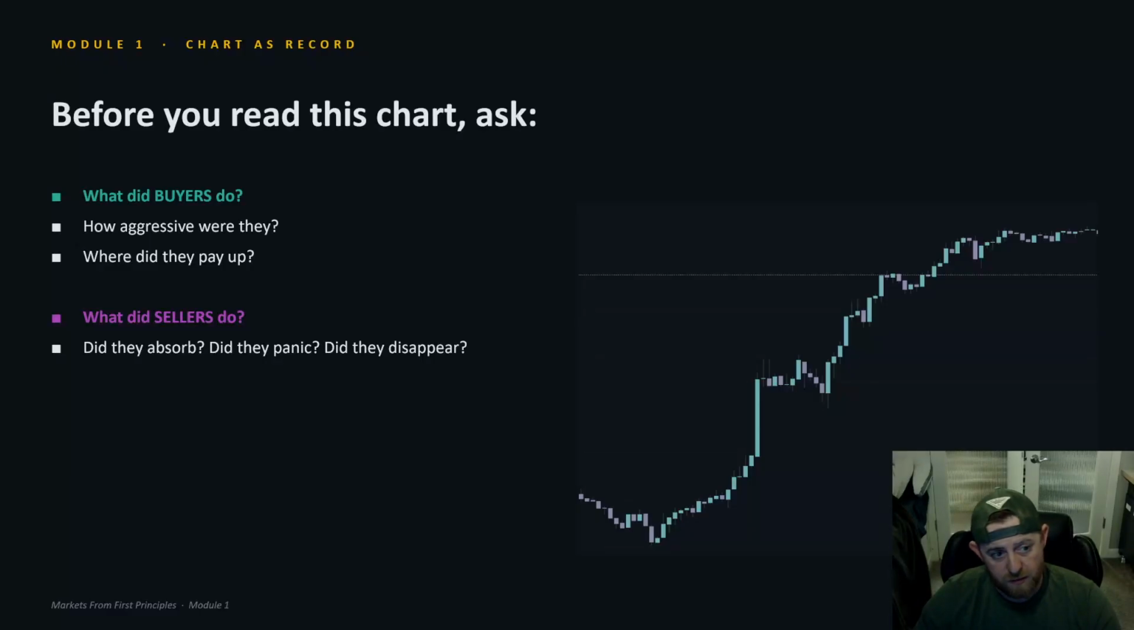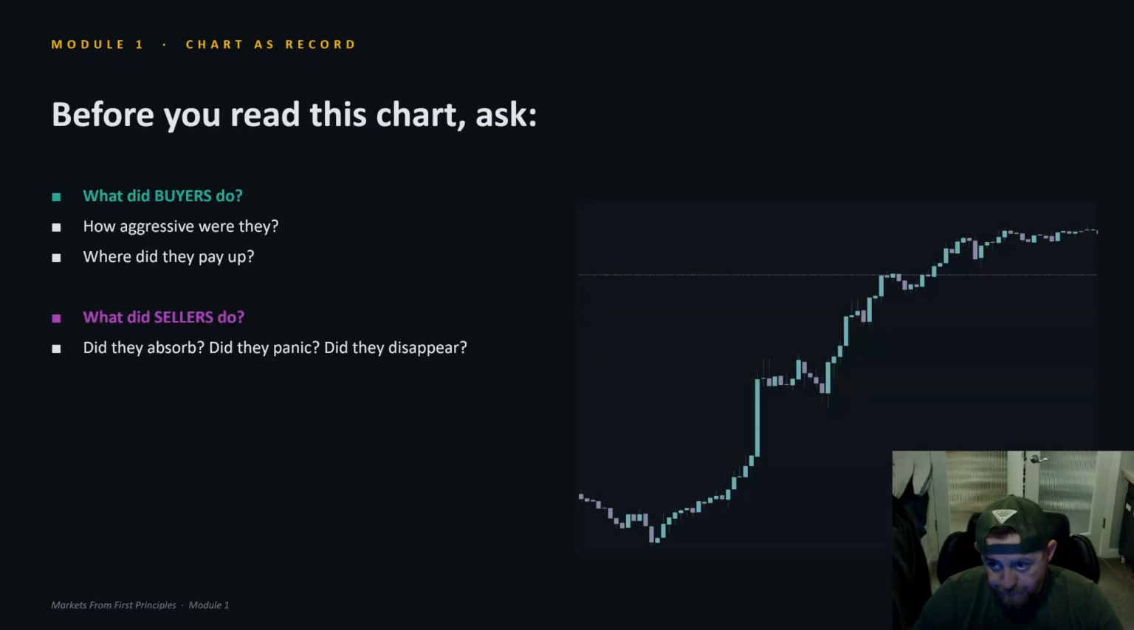And then inversely, what did sellers do? Did they absorb price? Did they panic and you see a bunch of price movement? Did they just disappear? Were they just out of the market? So these are important things to think about.